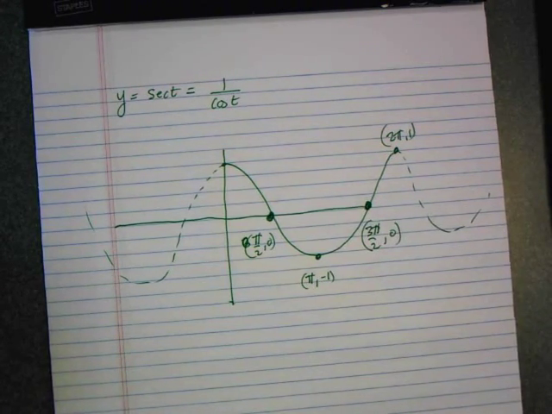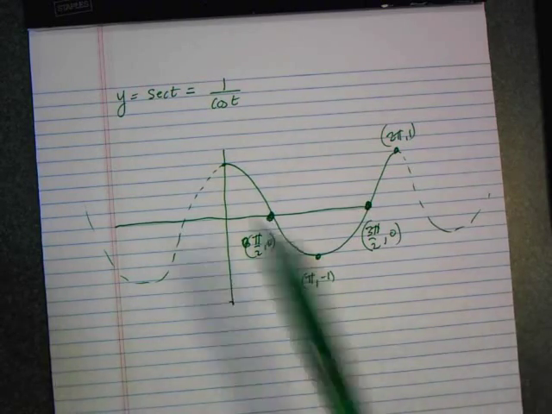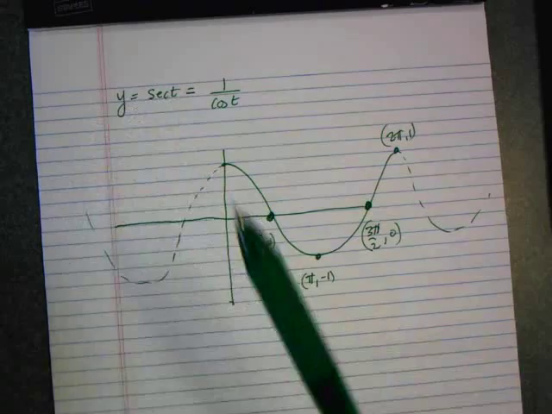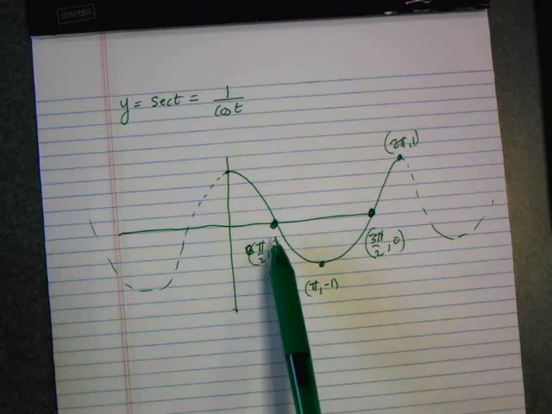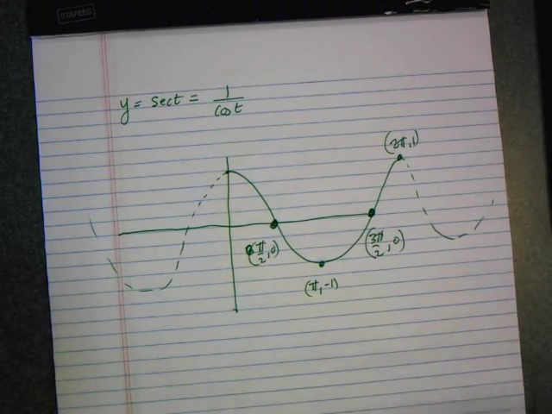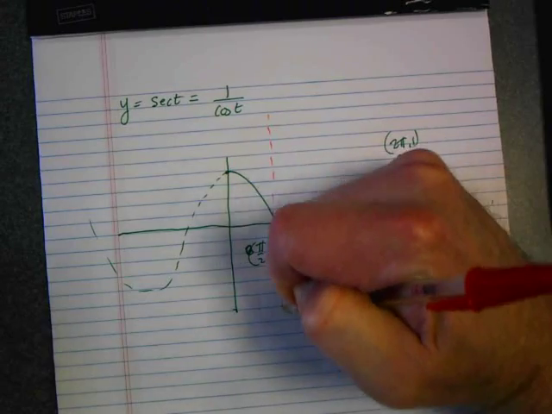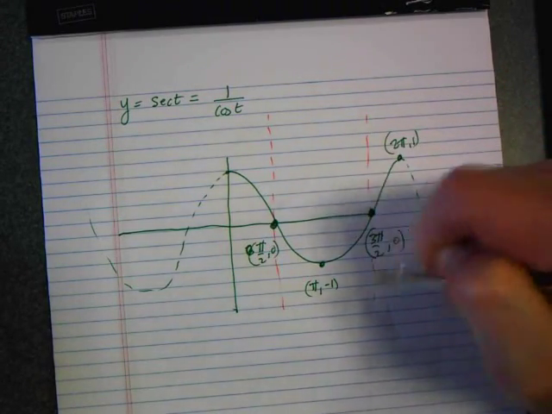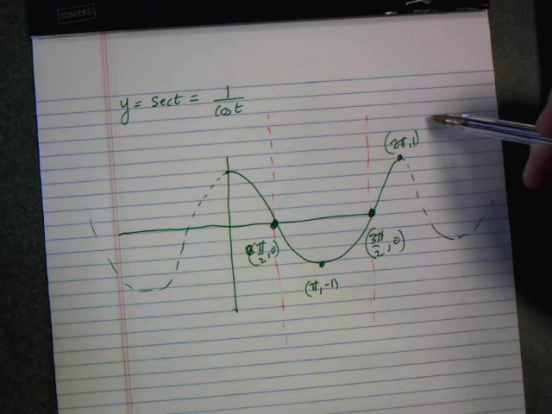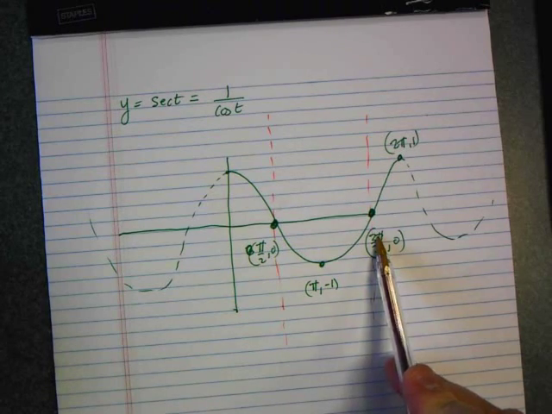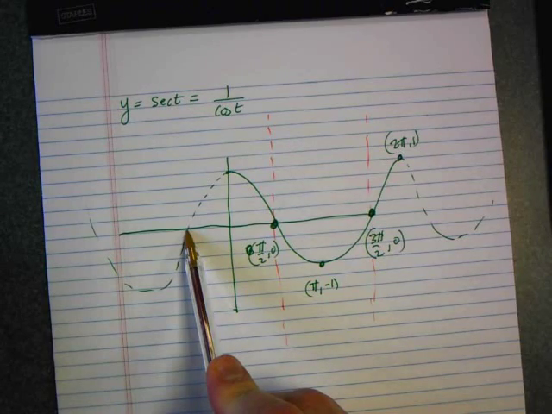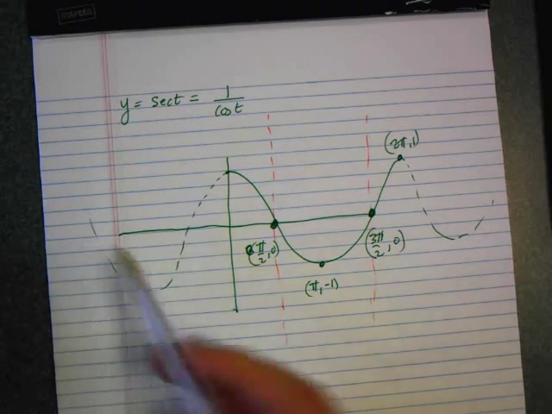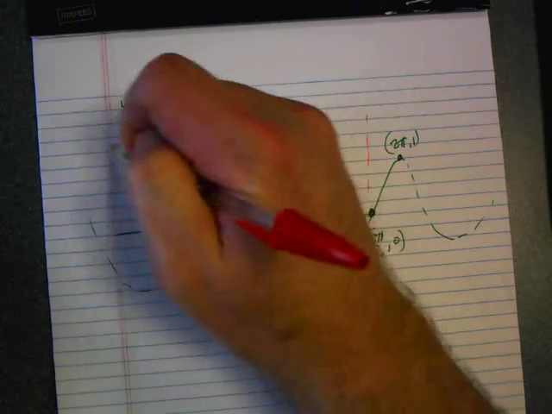So where are the vertical lines going to be? For sine, when I dealt with cosecant, the vertical lines were at 0, pi, 2 pi, 3 pi. They're going to be at these zeros. The vertical lines will happen at pi over 2, 3 pi over 2. Where's the next one? Well, this is pi over 2, 3 pi over 2, 5 pi over 2, 7 pi over 2. The negative ones? Negative pi over 2, negative 3 pi over 2, so on and so forth.